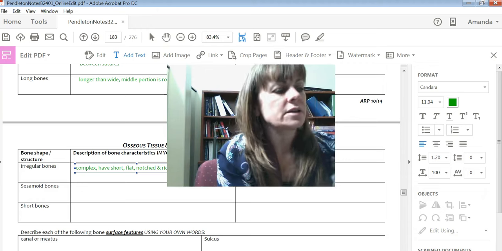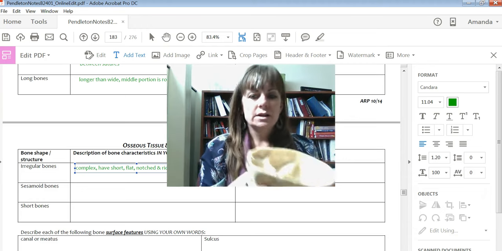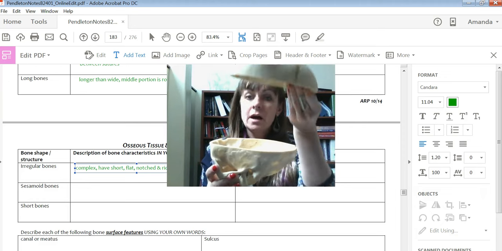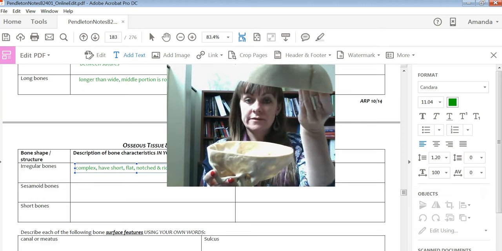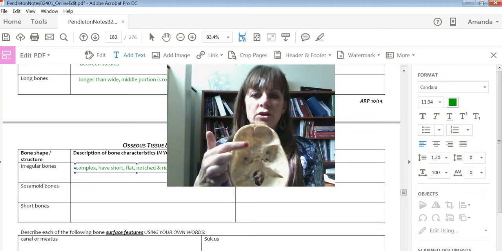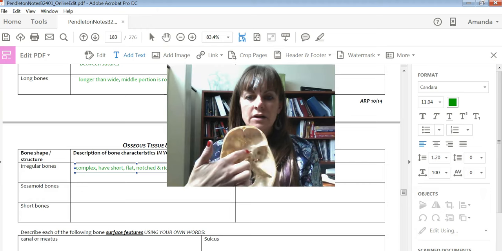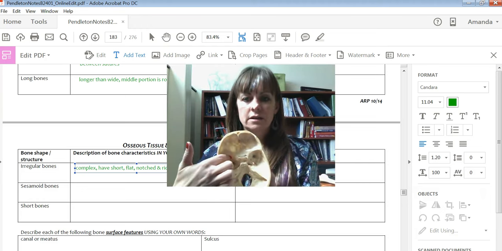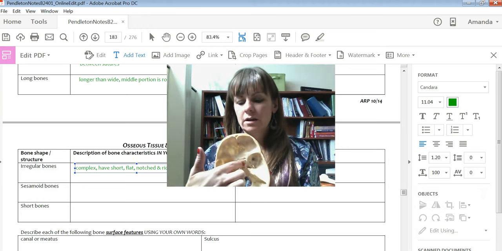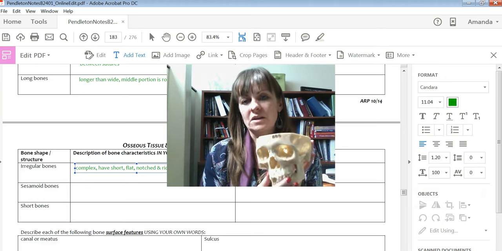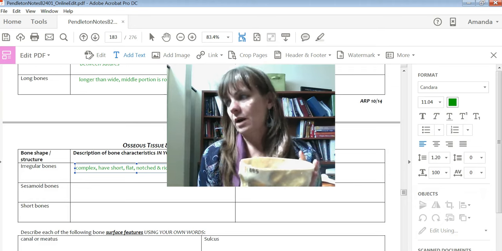Another place where we find irregular bones is our skull. We've taken off this top portion. Remember, the top portion has flat bones. But if we take that off, you're going to see some of the bones in here. This one, we'll learn, is the sphenoid, and it looks a little bit like the wings of a bat or a butterfly. Very irregularly shaped. So some of the bones that form the skull are also very irregular.